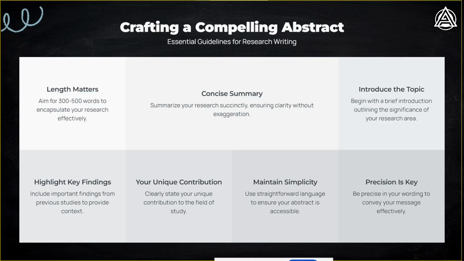So let's focus on the second thing, the abstract part: crafting a compelling abstract. A few of you have done research and research writing. Apart from the points mentioned here, can you comment on how you write your abstract?